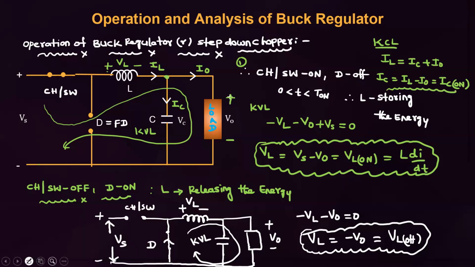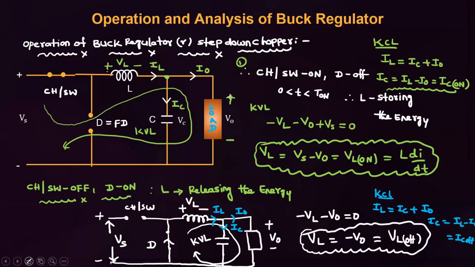Next. Don't change the current directions also. I am following the fixed current. No doubt at all, the current directions also will change during the operation. But for analysis, I am following the fixed directions. Here also, what is IL equal to if you apply KCL? IL equal to IC plus I0. From this, what is IC equal to? IL minus I0. This is IC off. That is IL minus I0. This is current through the capacitor during off state.